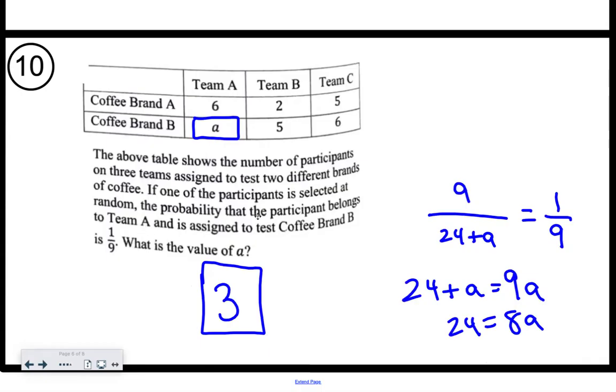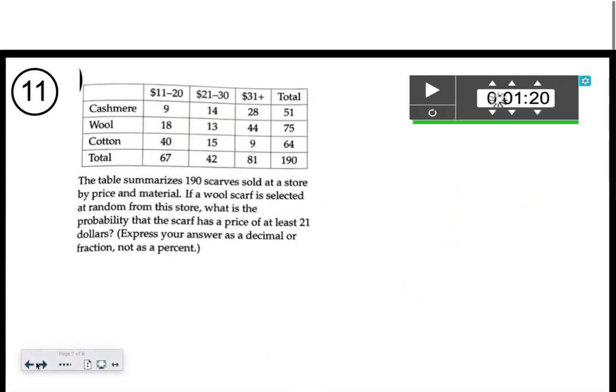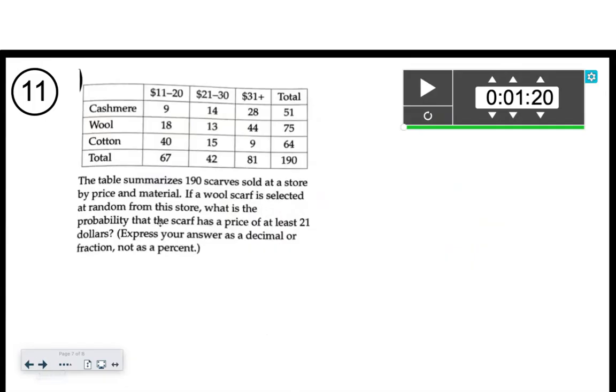And then it's team A and is assigned coffee brand B. So that's just the intersection of the 2A table. Now I'm certain the next one is going to be conditional. So it's what I'm kind of setting you up for.